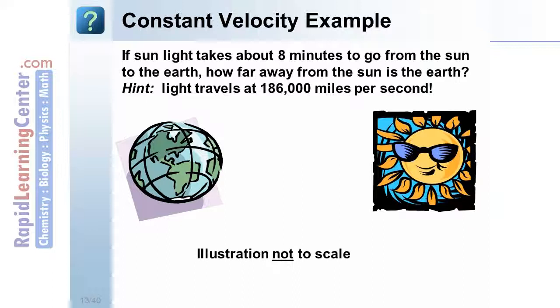Here's an example. If sunlight takes about 8 minutes to go from the sun to the Earth, how far away from the sun is the Earth? An important hint, light travels at 186,000 miles per second.